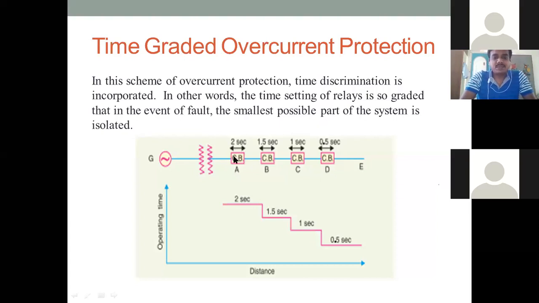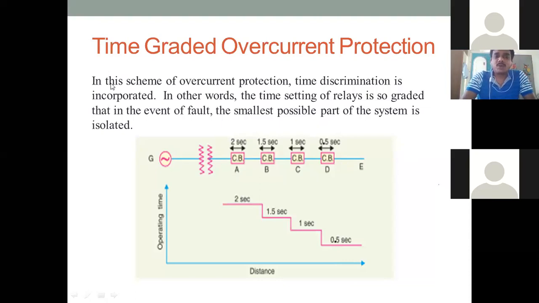First, substation A has 2 seconds. You can see there is a 0.5 second decrease in each step when there is an increase in the distance. So 2 seconds, 1.5, 1 and 0.5. You see here, this is the operating time. So you can say that when the distance increases, the operating time decreases, okay.